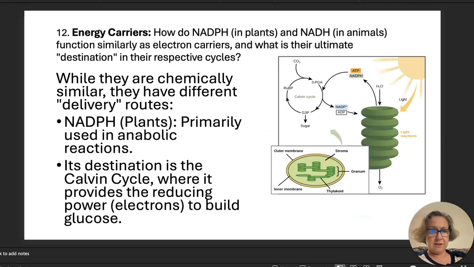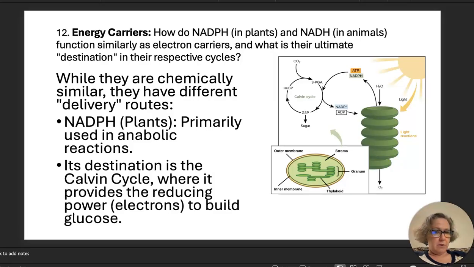Okay, energy carriers. This is our NADPH and NADH in animals, and these are our little cars, carriers, however you would think of them. While they're chemically similar, they do deliver to two different routes. So NADPH, anabolic reactions. Its destination is the Calvin cycle. Okay, so it's made here in photosystem 1 and photosystem 2, and then we're using that NADPH to run the Calvin cycle to ultimately make us glucose.